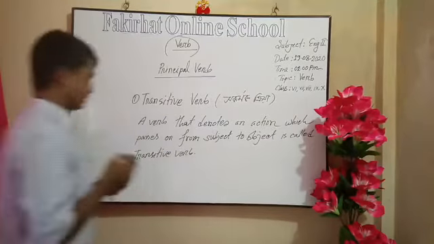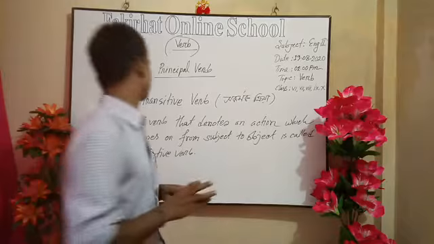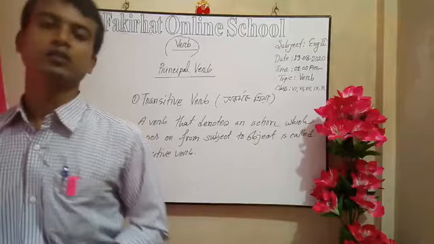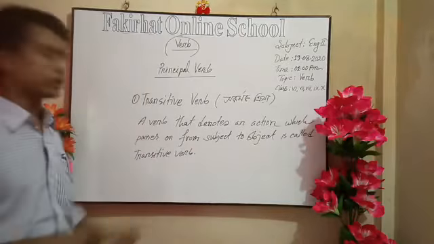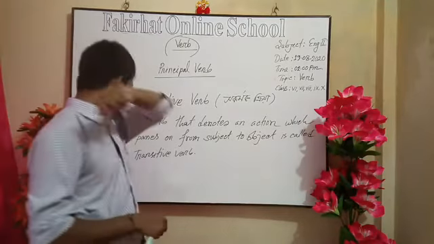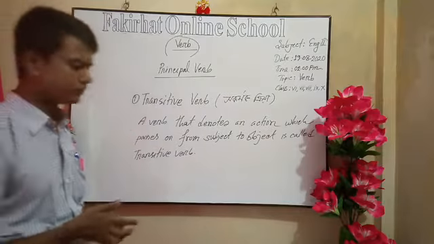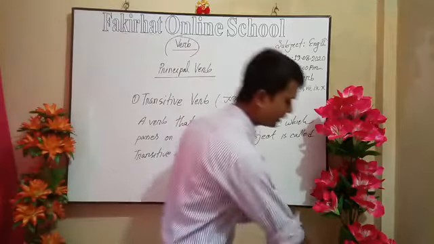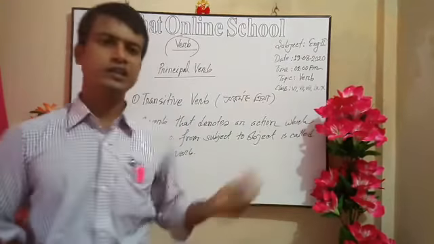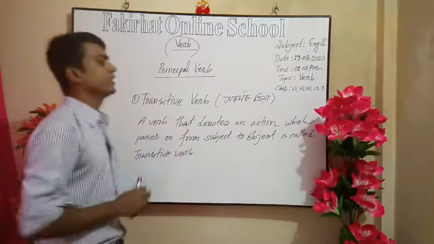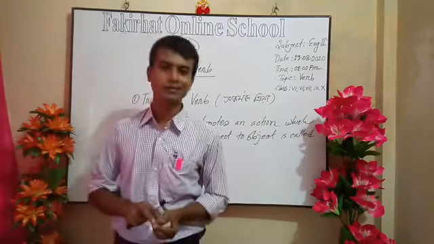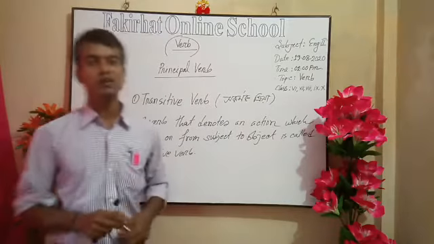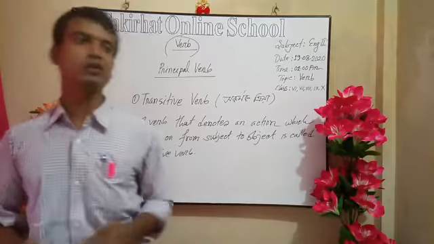This is the definition of transitive verb. A verb that denotes an action which passes on from subject to object is called a transitive verb. Now, look at some examples of transitive verbs. In a word, we can say that a transitive verb is a verb that has an object, or that must need an object to express the meaning of the sentence.